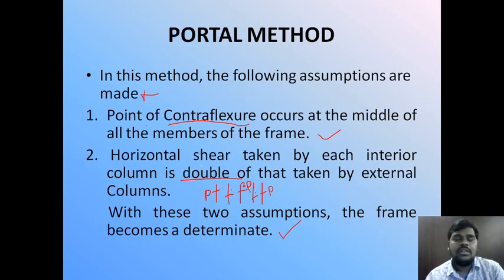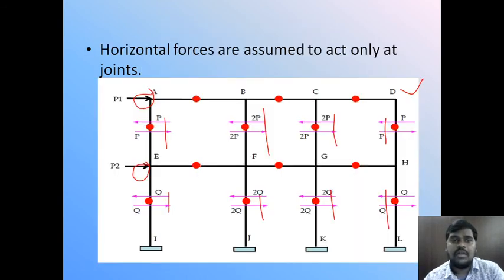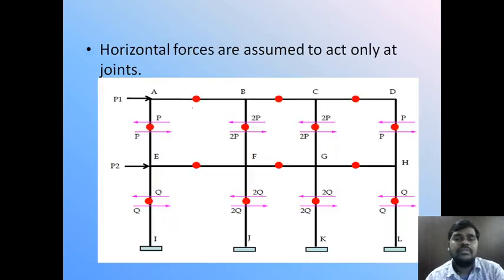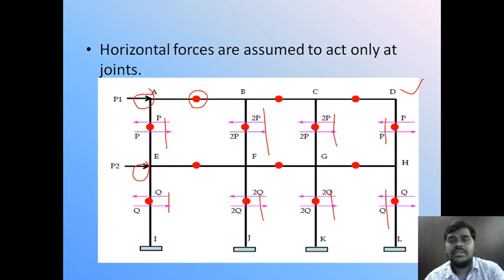So coming back to the important assumptions which are asked in the short answer questions, the first assumption is that the point of contraflexure occurs at the middle of the members of the frame. We have already shown that by using this red symbol. I forgot to mention, these are nothing but the points of contraflexure. So it occurs at the middle of all the members of the frame. If you observe all the members A, B, B, C, C, D, D, H, H, G, F, in all the members the red dot is there in the middle, and this is nothing but the point of contraflexure that acts exactly at the middle.